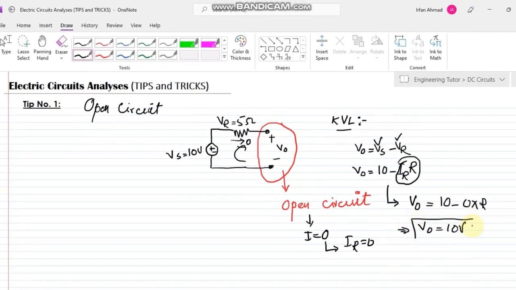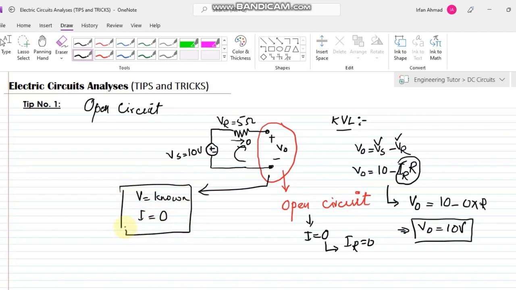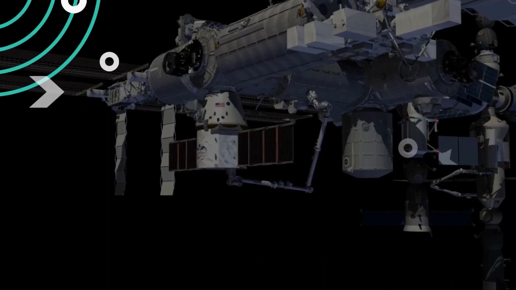That is a very common problem with newcomers: they cannot calculate the voltage across the open circuit. Across any open circuit, there is some finite value of voltage, but the value of current is always zero. That is tip number one. I will come back with other tips and tricks very soon. Thank you so much.